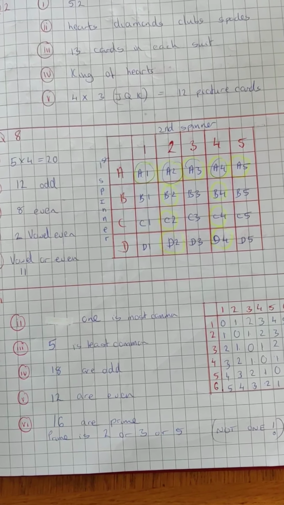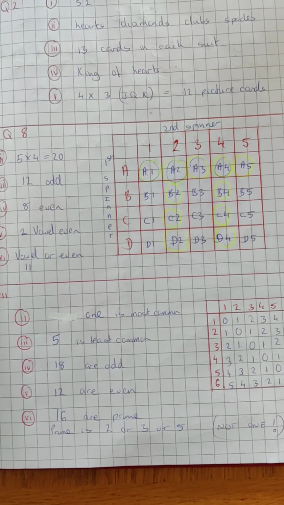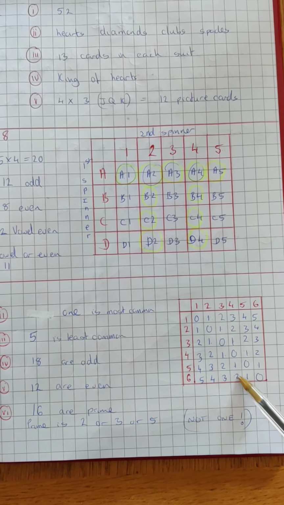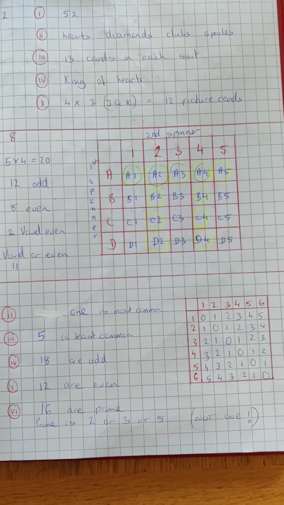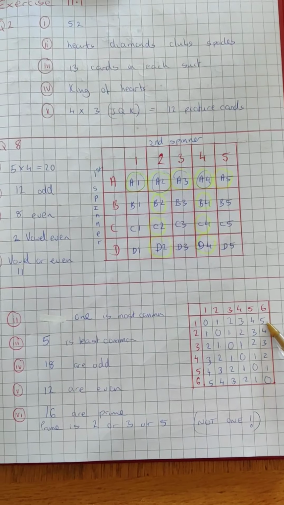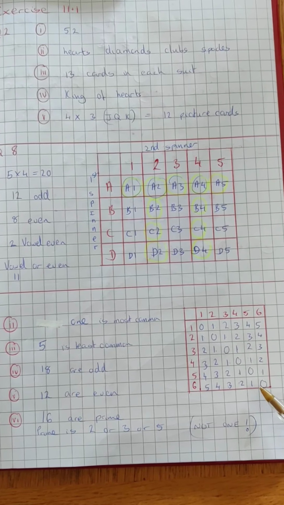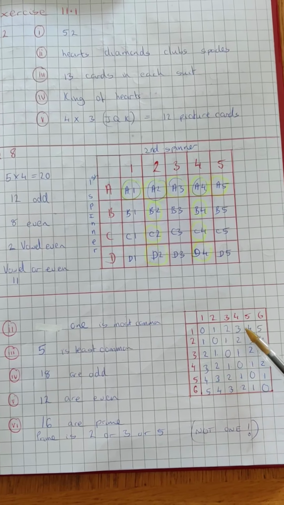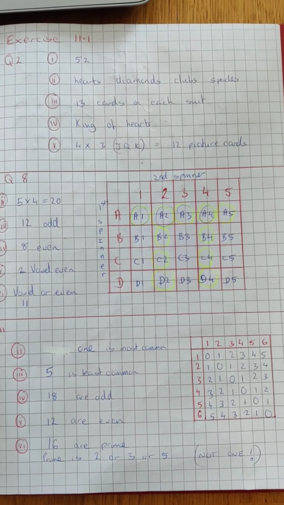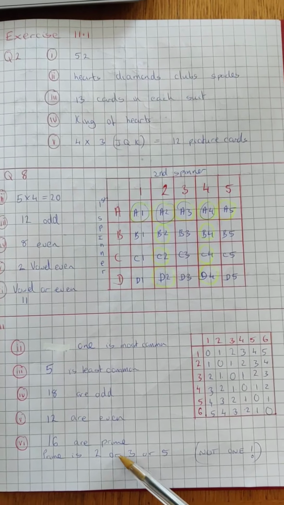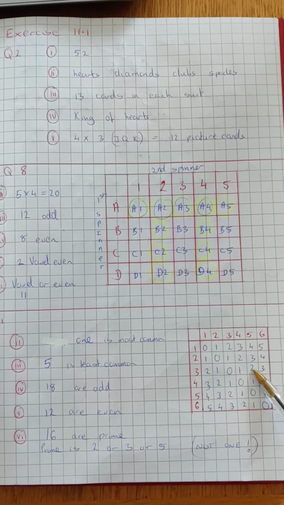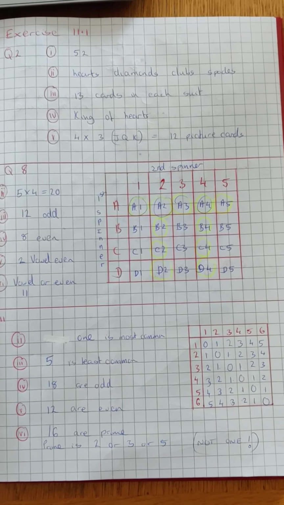The first one is what is the most common outcome. The most common outcome was a 1. There and there. What was the least common outcome? The least common outcome was a 5. How many outcomes were odd? 18. How many were even? 12. And how many were prime numbers? A prime number is 2 or 3 or 5. And those numbers came up 16 times. 1 is not a prime number.